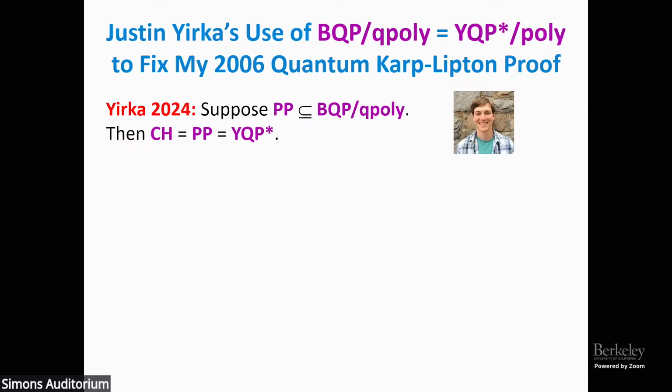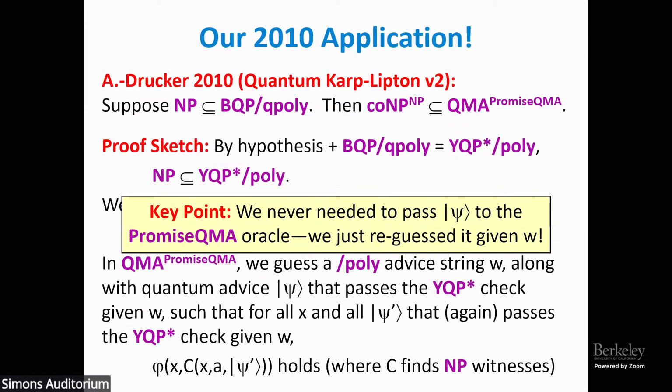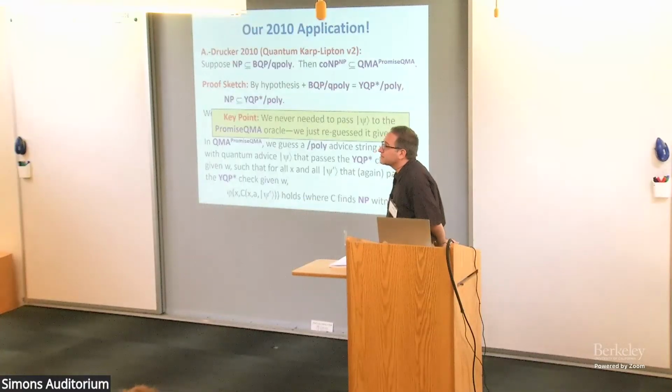Yeah, sorry. Not sure I understand how YQP star is different from QMA poly. Well, because the advice has to be verified. Okay, the advice cannot be trusted. That's the key difference.